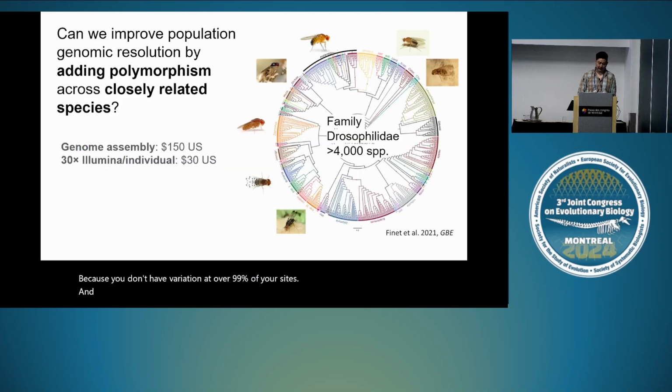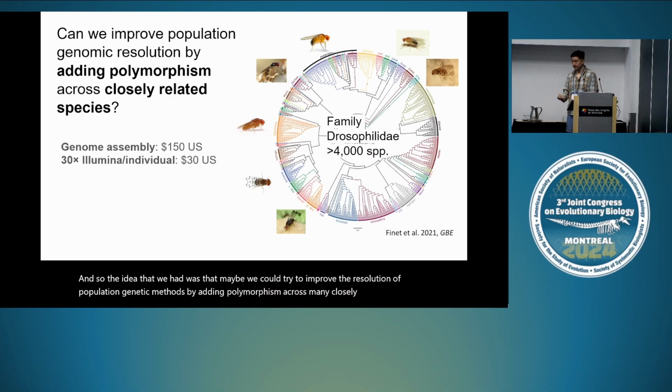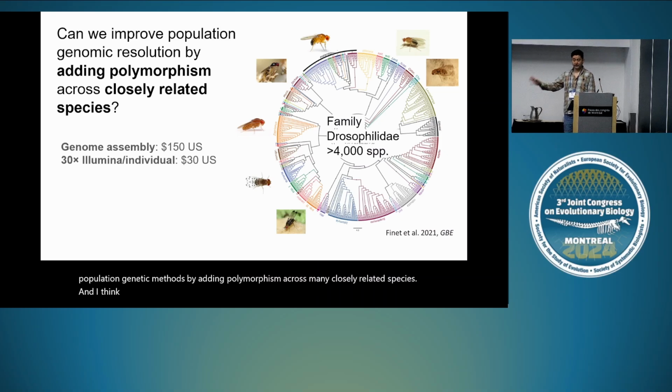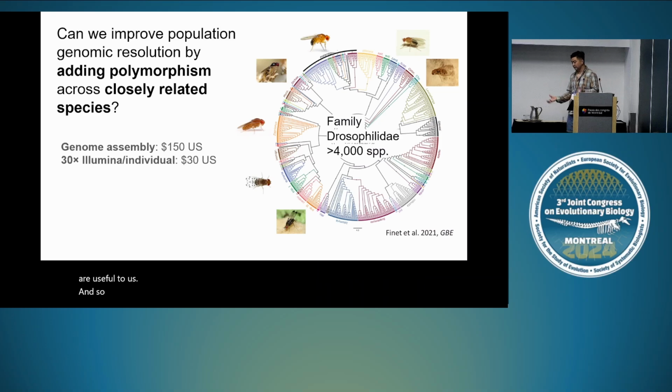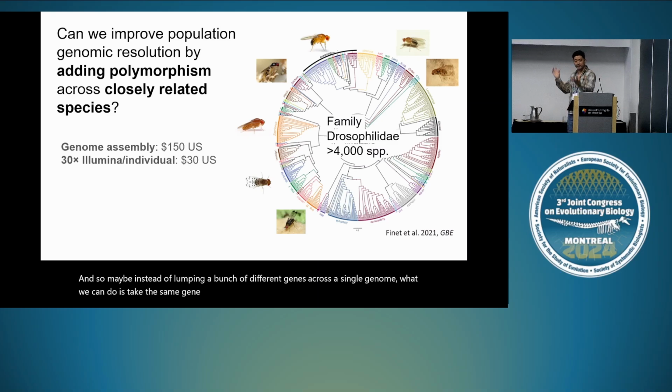And so the idea that we had was that maybe we could try to improve the resolution of population genetic methods by adding polymorphism across many closely related species. And I think Drosophila is a perfect system to do this. It's high diversity. Things are easy to sequence. There's a lot of ecological diversity and other features of this group that are useful to us. And so maybe instead of lumping a bunch of different genes across a single genome, what we can do is take the same gene across a bunch of different species, combine that data to learn something more about natural selection in a more precise manner.